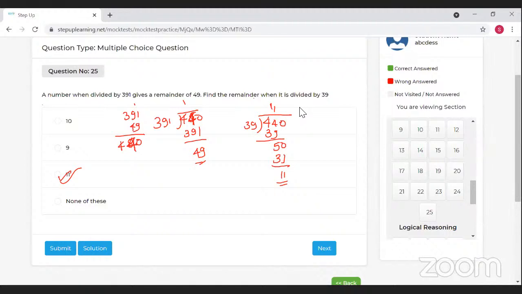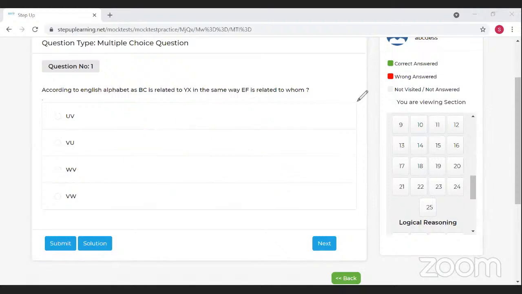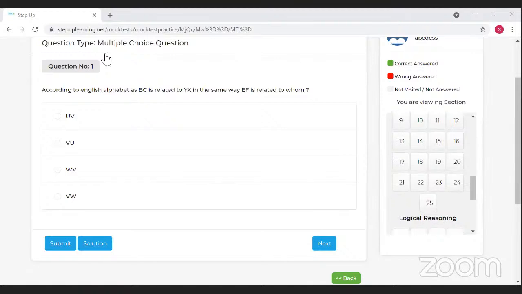Will we take the final exam in step up learning? No, the final exam will not be on step up learning. Okay, so we do have some time. Answer varies. Yeah. So let me discuss a few other questions first. We'll come back to these questions if we get time.